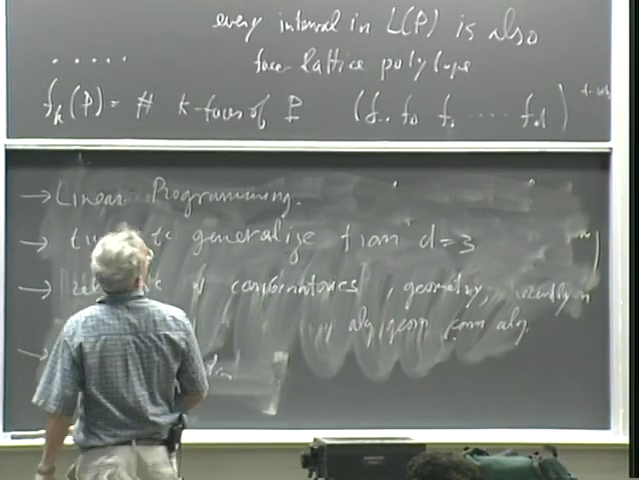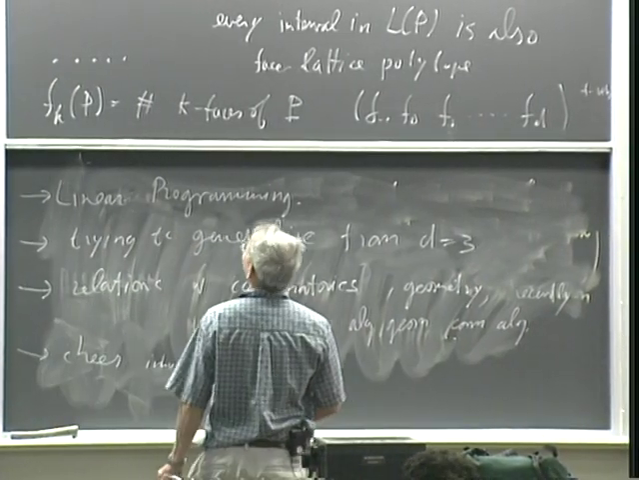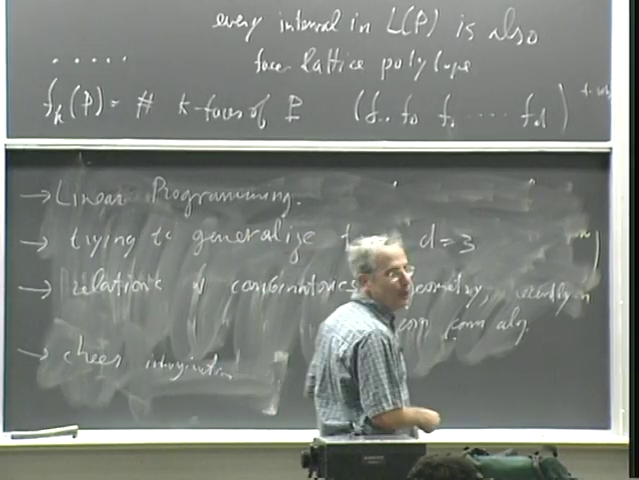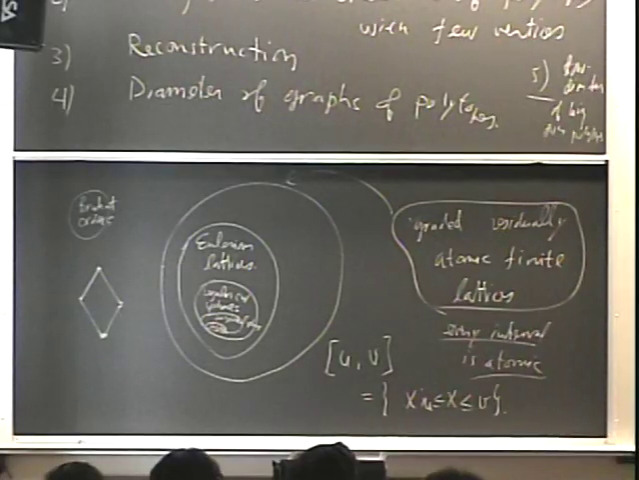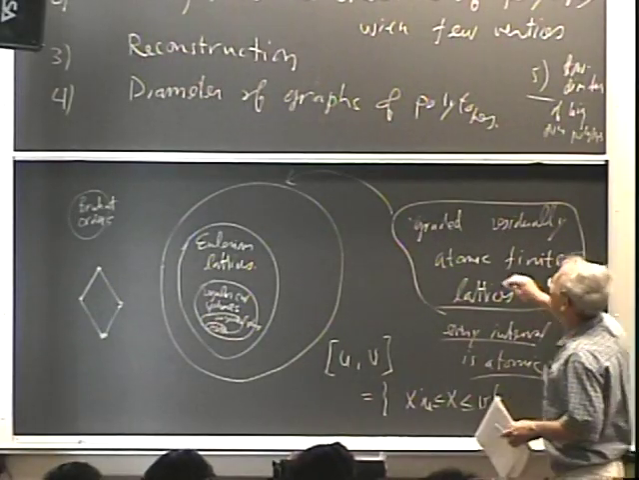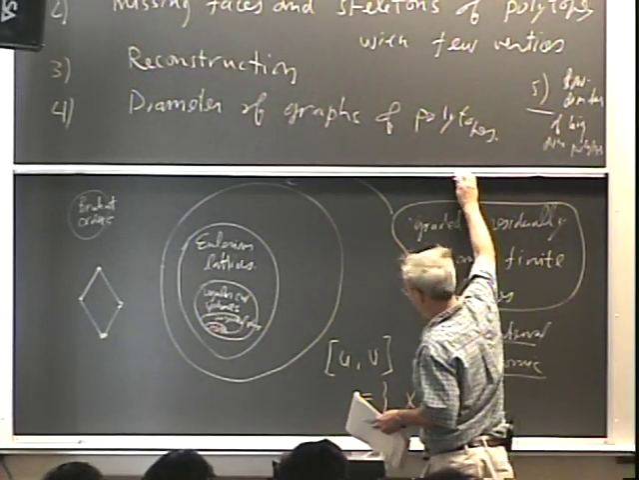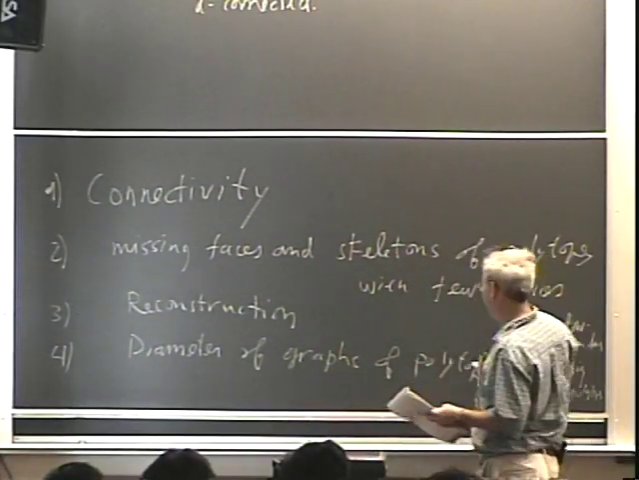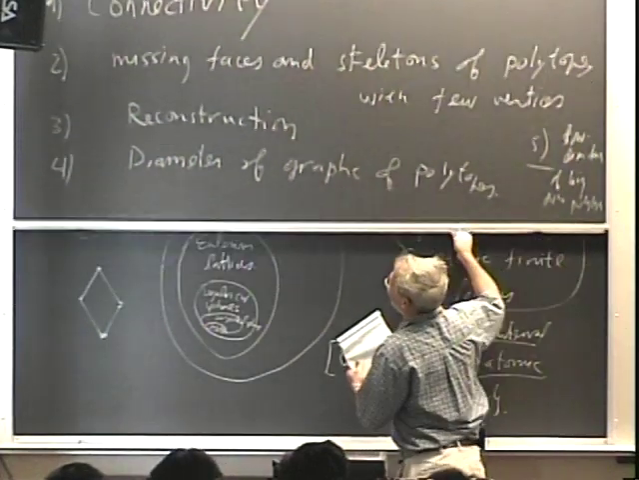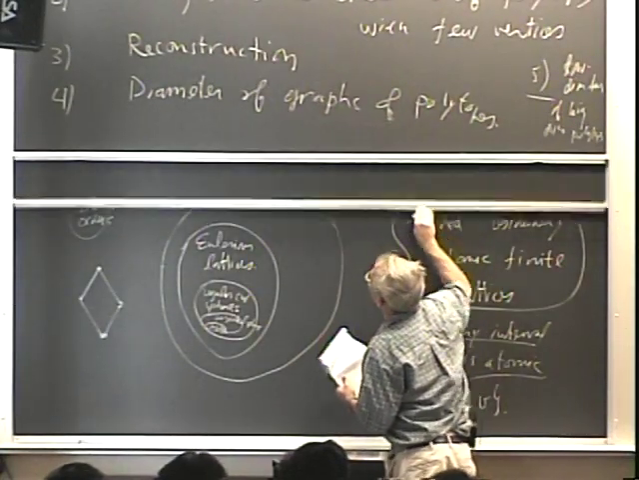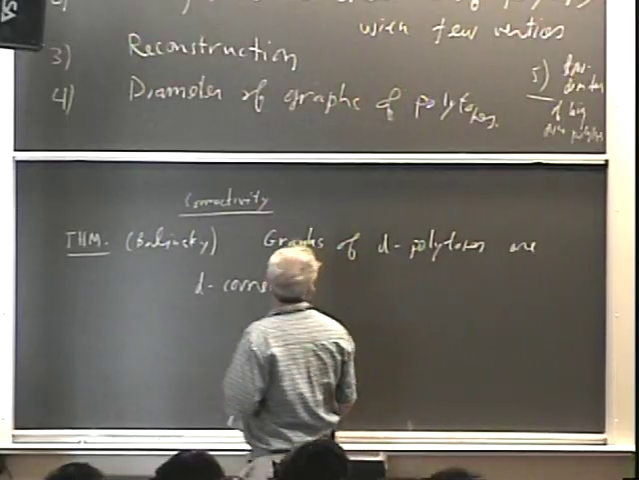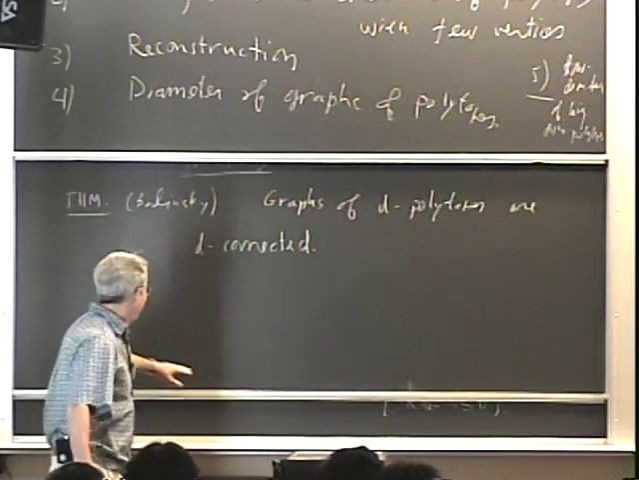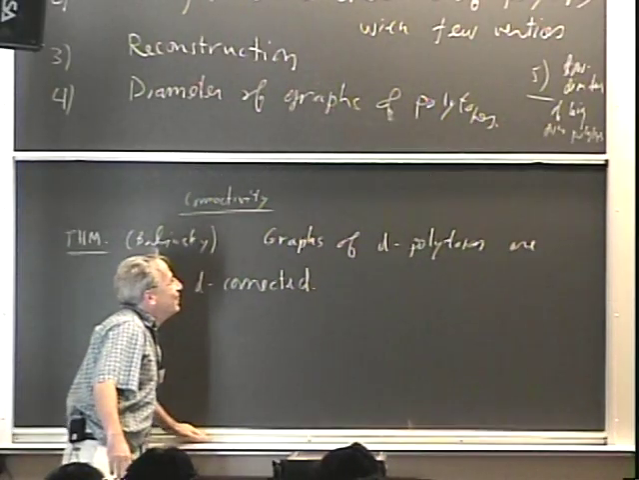So how do you prove? Where are we? I wrote it. What? What happened? This is too complicated geometry. Okay, graphs of the polytopes are connected. So. I see.